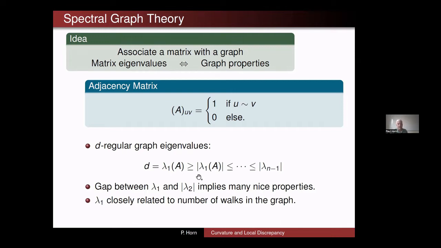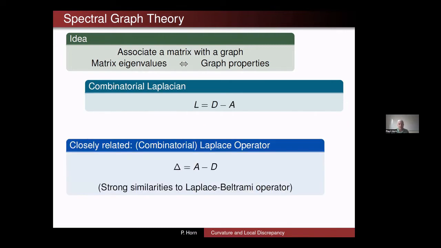On the other hand, this first eigenvalue is closely related to walks in my graph, even if I'm not regular. This lambda one is still telling me something about how many walks of length k there are, asymptotically. So this is a wonderful matrix, but there are others that people use.